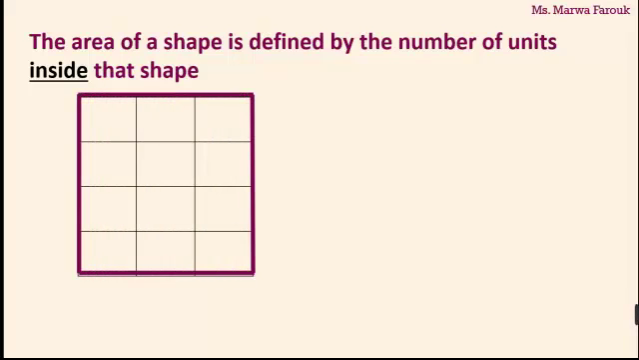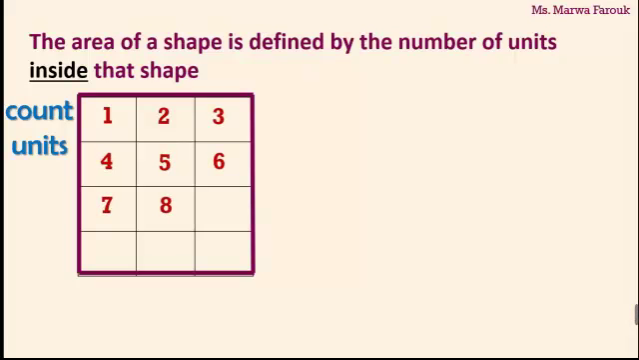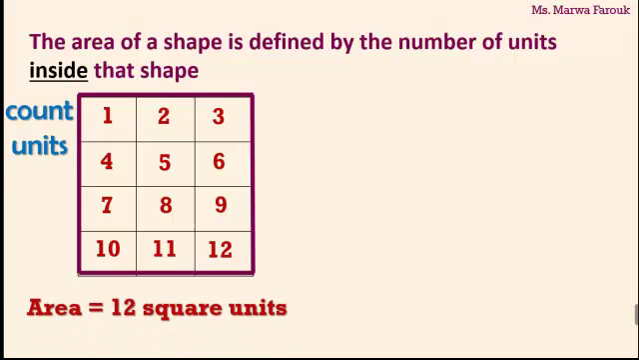Let's see how. If I have a shape like this, as you can see here, there are units or squares inside that shape. I'm going to count the units inside these shapes. Let's count them together. 1, 2, 3, 4, 5, 6, 7, 8, 9, 10, 11, 12. So the area here is 12 square units. So the first way to get the area of any shape is that I am going to count all the squares or all the units inside that shape.